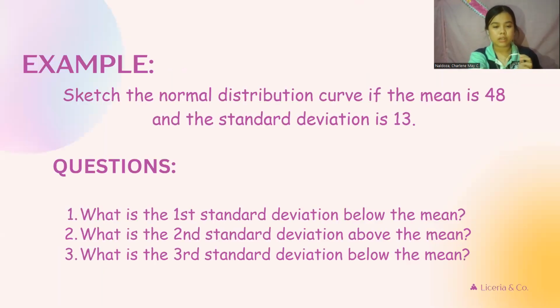Sketch the normal distribution curve if the mean is 48 and the standard deviation is 13. The questions are: what is the first standard deviation below the mean? What is the second standard deviation above the mean? And what is the third standard deviation below the mean? Before we answer these three questions, we need to sketch first the normal distribution curve.